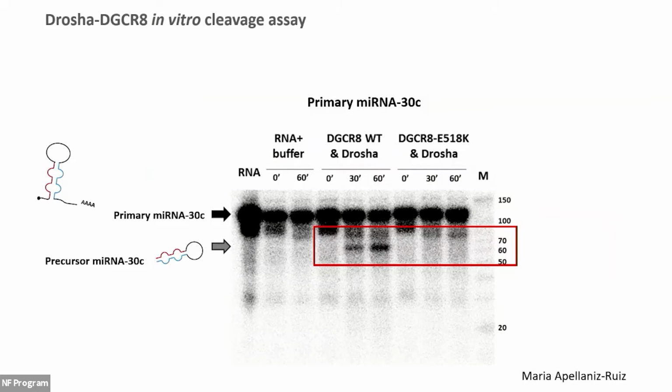We went ahead and got a primary microRNA, incubated with a wild-type microprocessor formed by DGCR8 wild-type and DROSHA wild-type over time, and we saw that we can cleave a precursor, that is this band here of around 65 nucleotides. Whereas if we do the same with a defective microprocessor, with a wild-type DROSHA but a mutant DGCR8, there is no precursor.